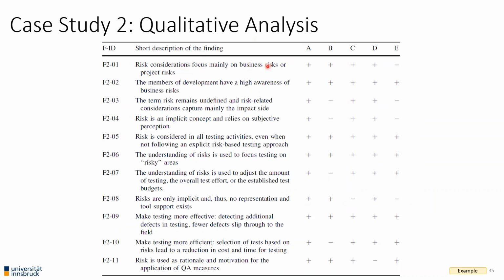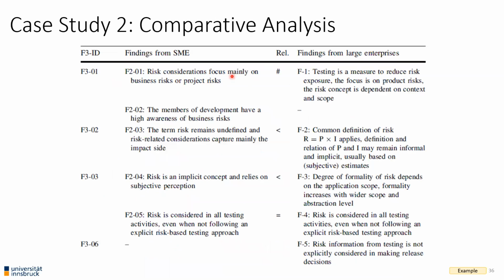Yeah, and when we found that one of the cases supported this, then we made a plus here, and if not, then we made a minus. We further then had previous data from large enterprises. It's also, I want to call it, a comparative analysis. There we, for instance, found that the risks are mainly focused on taking the product risks into account, but not so much the project risks. So we found here that the situation in SMEs and in large enterprises is different.